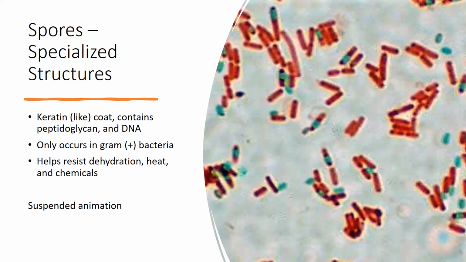I have a slide that lists the common spore forming bacteria, but essentially it's a keratin-like coat. It has peptidoglycan, it contains DNA, and it helps these bacteria resist dehydration, heat, chemical damage, and or if there's not food or metabolic abilities for life. They go into this suspended animation state where they aren't growing, they aren't dividing, they're not really alive, but they're not dead. And these spores can live for hundreds and thousands of years. Because these bacteria are endospore forming in healthcare settings, they can be harder to kill off if they are in an endospore state. That's why we have things like autoclaves to try to destroy as many bacteria as possible, including ideally our endospore forming bacteria.